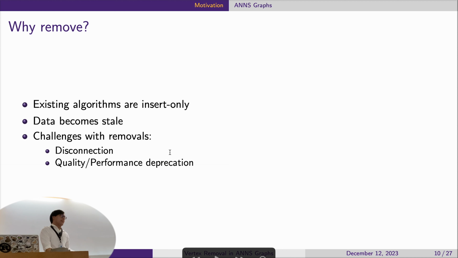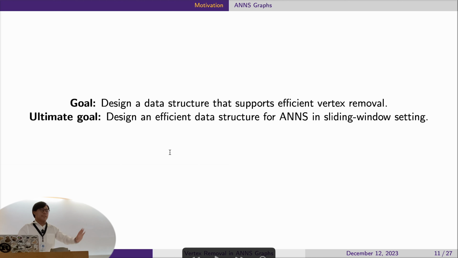And the challenge that comes with removal in general is that if you just pluck a point out, what could happen is your graph becomes disconnected, and that would cause the quality and performance of your ANNS applications to be worse. And that's kind of the goal or the motivation behind this project. So the goal, at least for now, is to design a data structure that supports efficient vertex removal, or at least that was the initial goal.